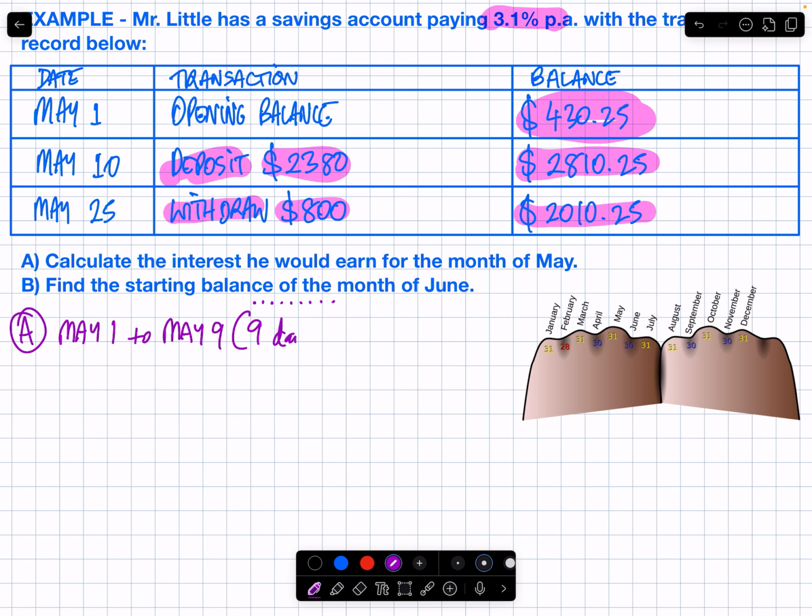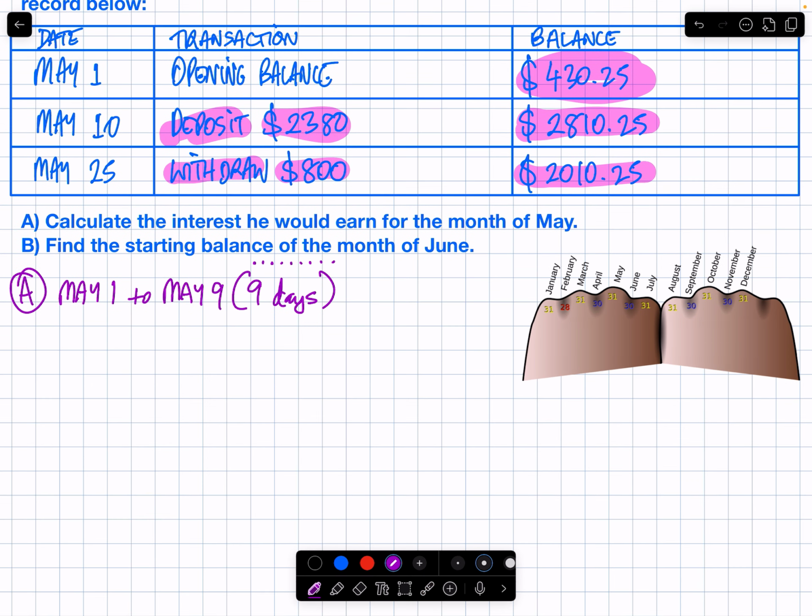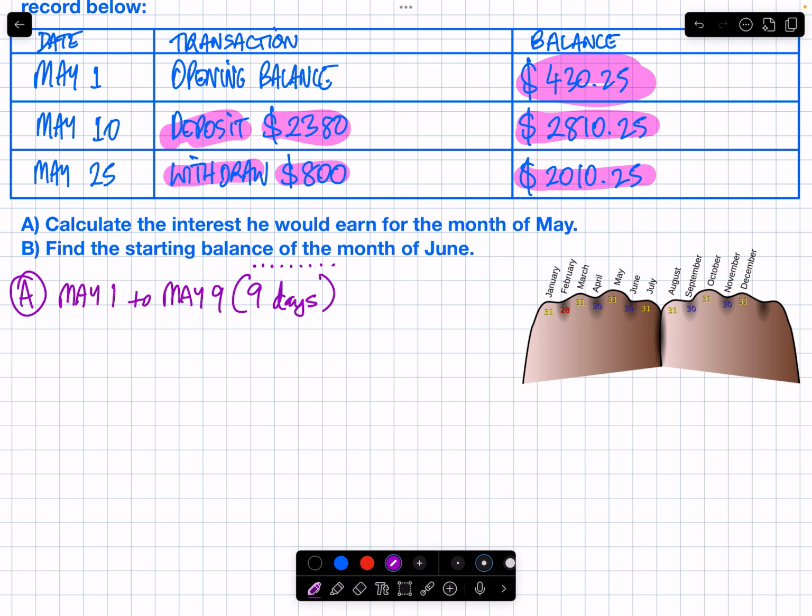Why is it important to count on your fingers? So you count inclusively, because some people might try to do a shortcut and go, oh, I went from May 1 to May 9, 9 take 1 is 8. No, it's inclusive. So it's actually 9 days. So I'm not going to hassle you if you're counting on your fingers to make sure you're counting inclusively.